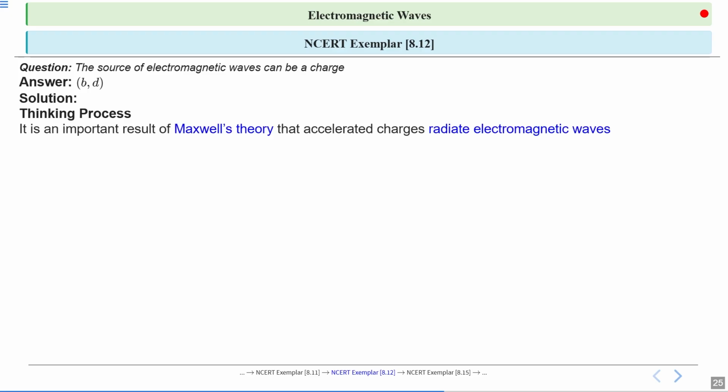So what is the thinking process? It is an important result of Maxwell's theory that accelerated charges radiate electromagnetic waves. Only an accelerated charge, or oscillating charge, or a charge having any acceleration will produce electromagnetic waves. A charge at rest will produce a static electric field. A moving charge with constant velocity will produce a magnetic field that is static. Only an accelerated charge will produce a time varying electric field and magnetic field. So it is an important result of Maxwell's theory that accelerated charges radiate electromagnetic waves.